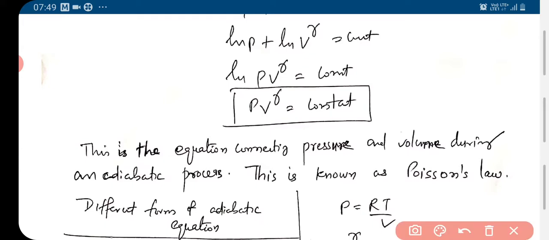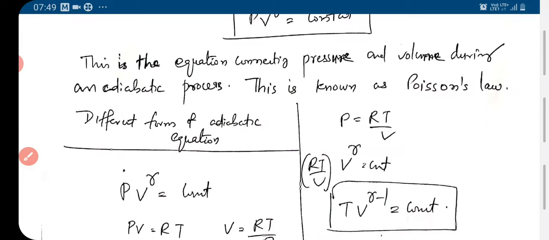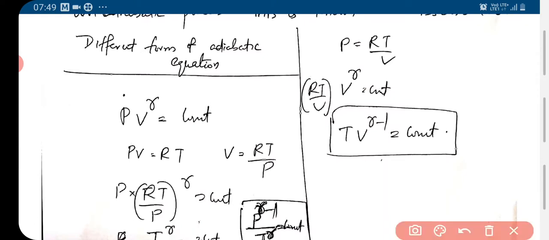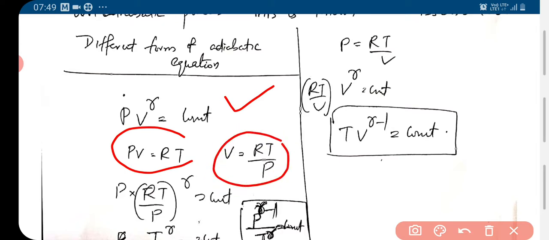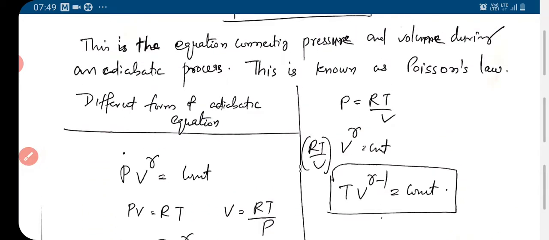For an isothermal process, we know PV is a constant. For an adiabatic process, P V to the power gamma is a constant. Now there are different forms of these equations. We take P V to the power gamma constant. We know PV equals RT for 1 mole, so V equals RT by P. Substituting this, we get T to the power gamma times P to the power 1 minus gamma constant, or P to the power gamma minus 1 over T to the power gamma is a constant.